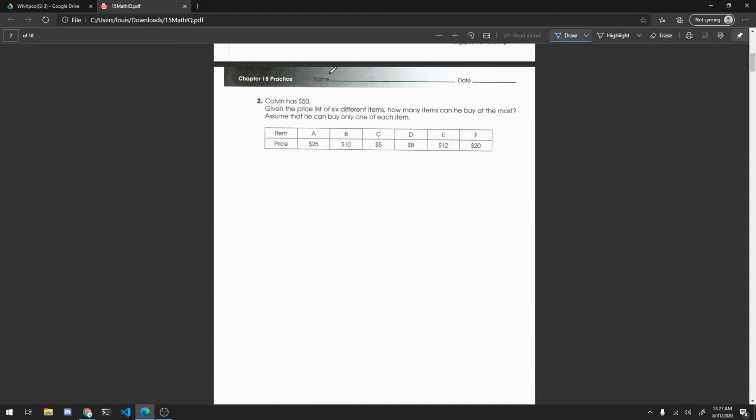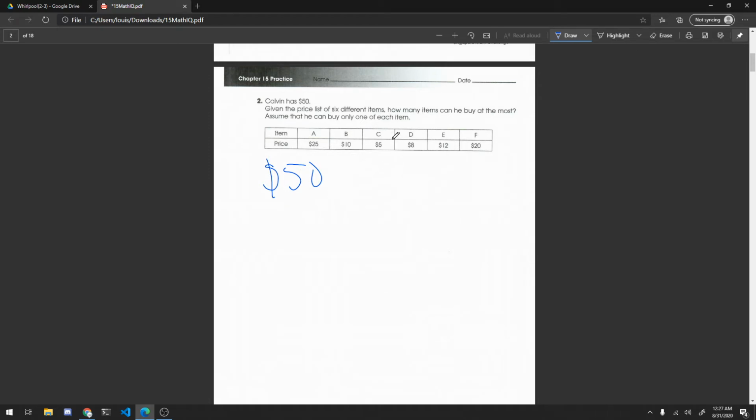So let's break down the problem. Basically, it gives us a chart of 6 items and the prices for each of the items. We know he has $50 and we're asked to see how many items can he buy at most. So to maximize the number of items we can buy, we should buy all the cheapest items first so we can use our money well.